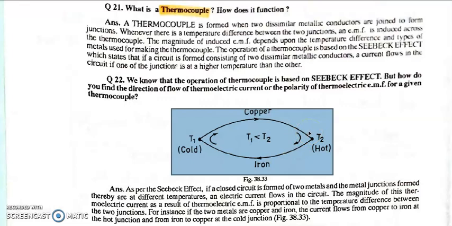How? Suppose this junction 1 is at a lower temperature compared to junction 2, which is at a higher temperature. The higher temperature junction is known as the hot junction and the lower temperature junction is known as the cold junction. Then what will happen if there is a temperature difference between these two junctions? Then there will be induction of EMF. There will be an induced EMF.